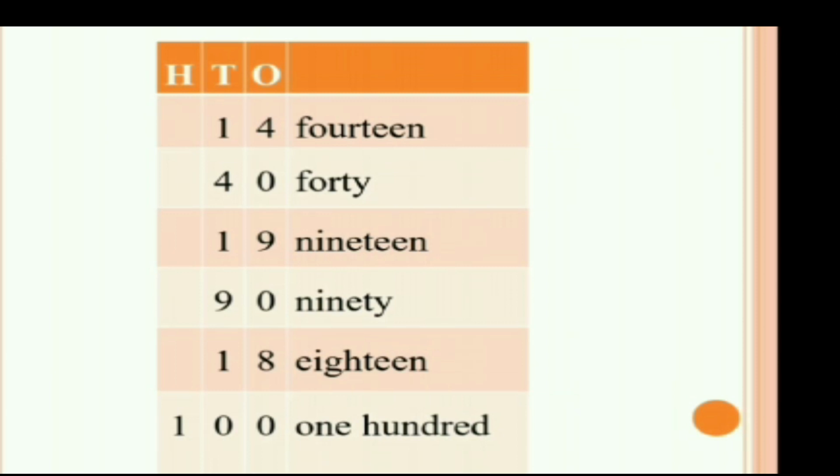Now look at the last number. It is 100. And the spelling of 100 is HUNDRED, 100.